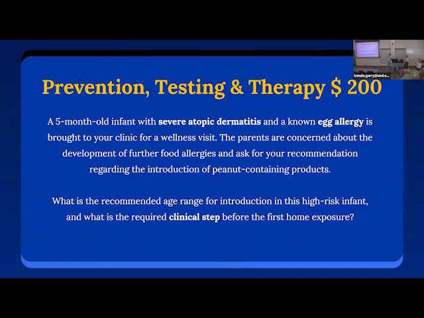A 5-month-old infant with severe atopic dermatitis and egg allergy is brought to your clinic for a wellness visit. The parents are concerned about further food allergies and ask for your recommendation regarding the introduction of peanut-containing products. What is the recommended age range for introduction in this high-risk infant, and what is the required clinical step before the first home exposure? 4 months old. Yes. And what is the clinical step before?